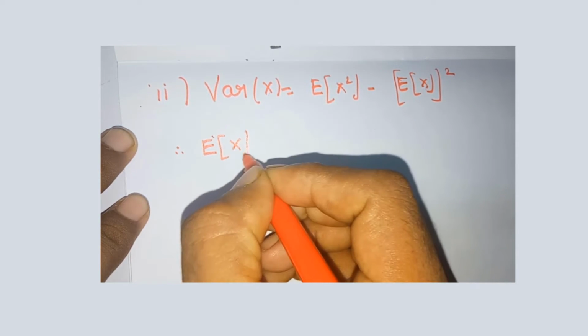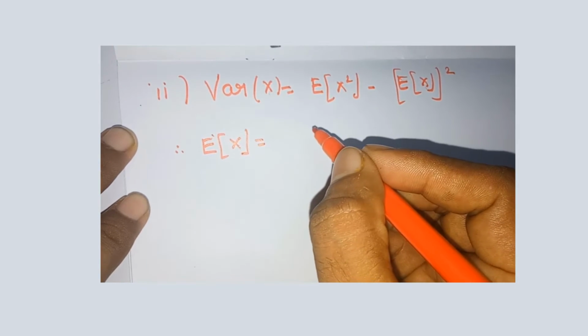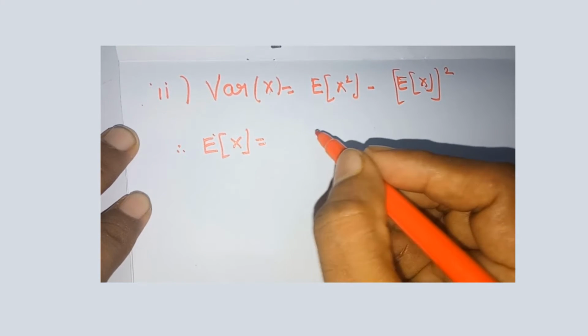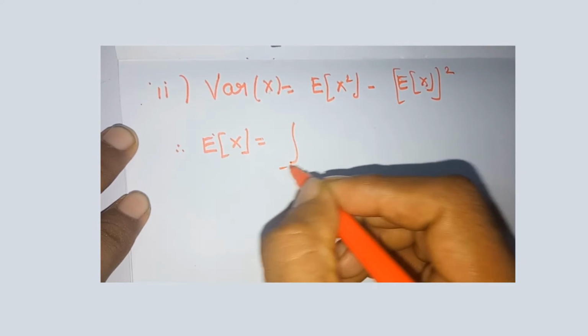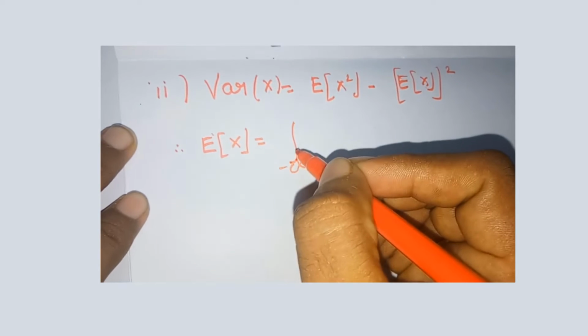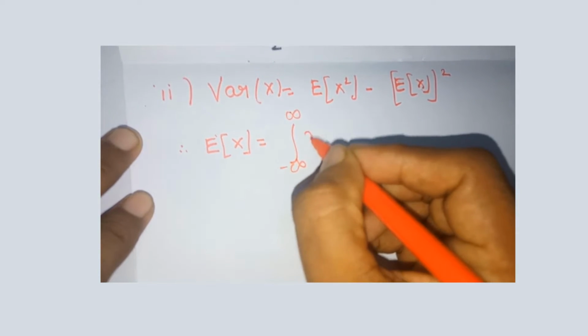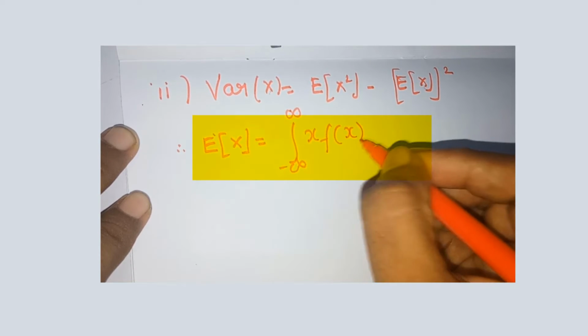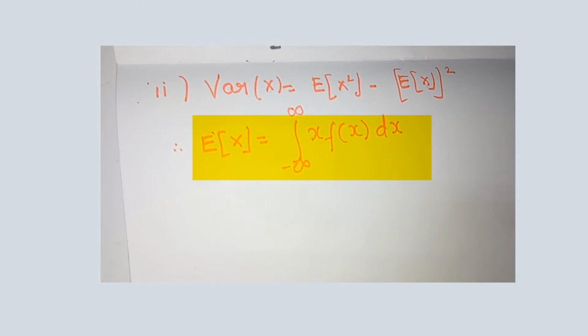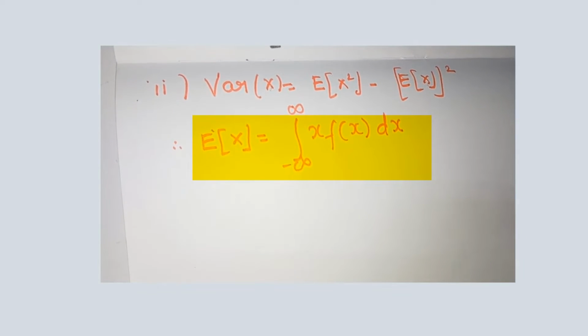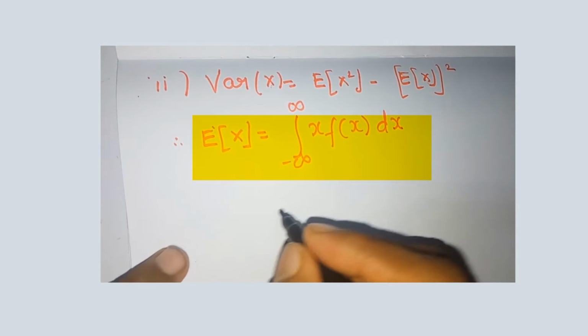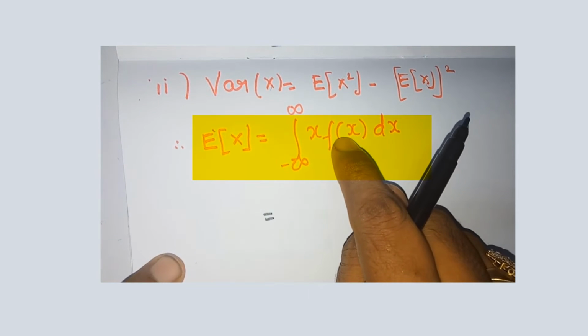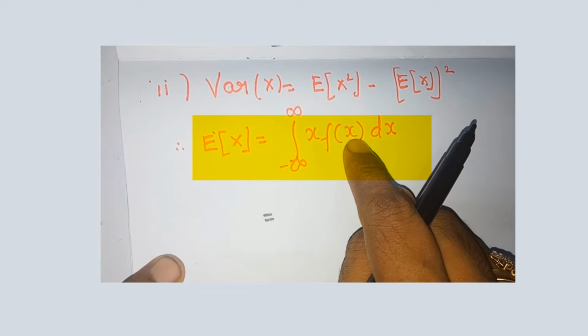Now E of x is also called the mean or expected value. So what is the formula for it? It is integration from minus infinity to plus infinity x into f of x into dx. This is our formula. Now over here we know that we have already found the value of f of x.